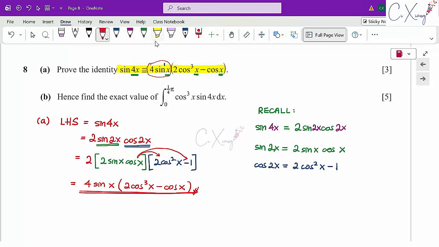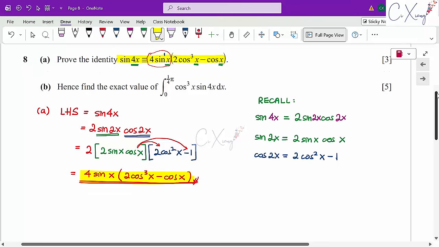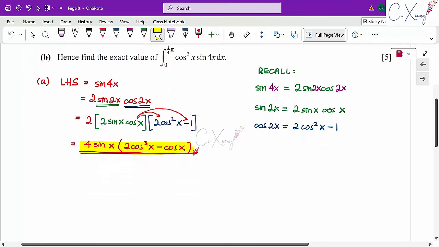Okay, so this is the right hand side answer that we get. Just make sure that you are familiar with the double angle formula for sine and also the cos in this question. Then you need to know also that you are allowed to modify the angle according to what we have in the question. So this is what you have for part A. Then let's continue to part B.